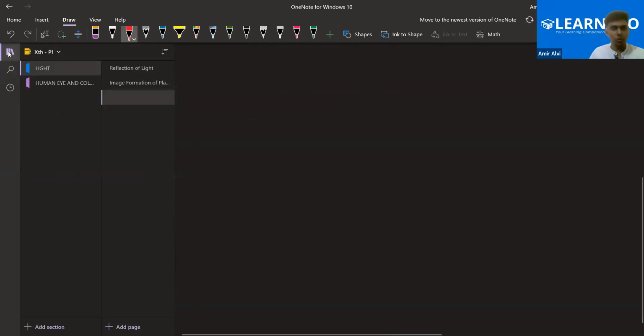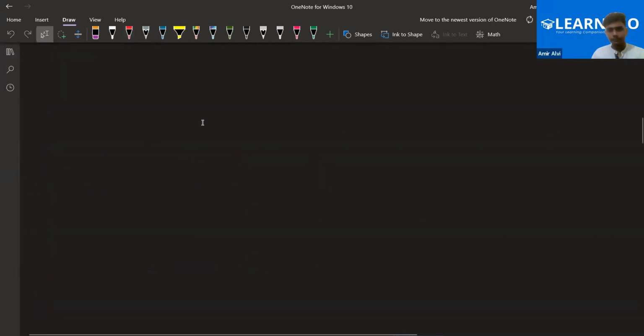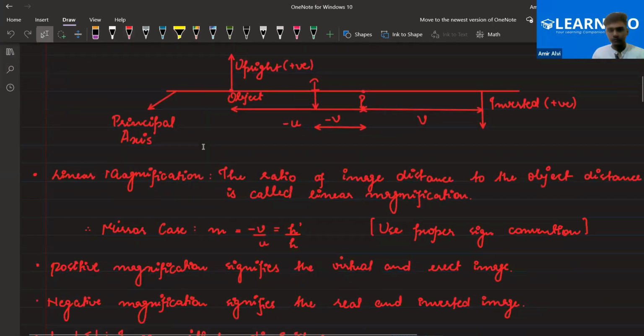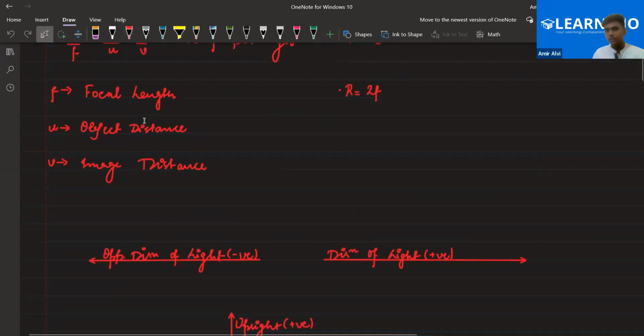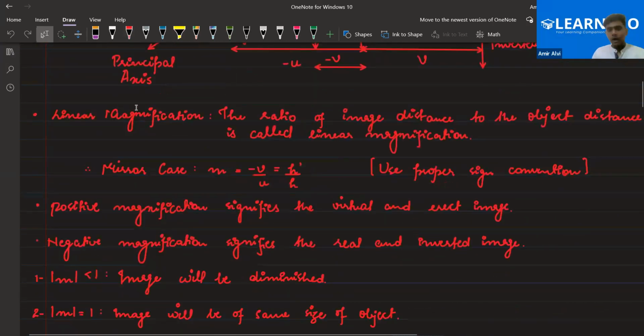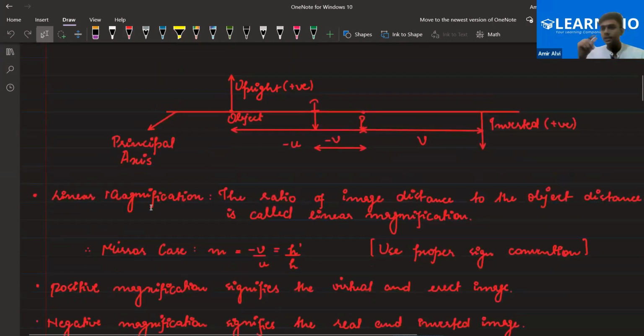So notes में आपको मैं बता देता हूँ. Basically, what is magnification? Okay, so basically linear, देखो, this is the mirror formula that I have written. And the next is the magnification. So linear magnification is the ratio of image distance to the object distance. Image distance by object distance is called linear magnification. This quantity tells you the relationship, whether the image is enlarged, whether the image is of same size, whether the image is smaller than the object, right? So this ratio tells you about the same, right, everyone?